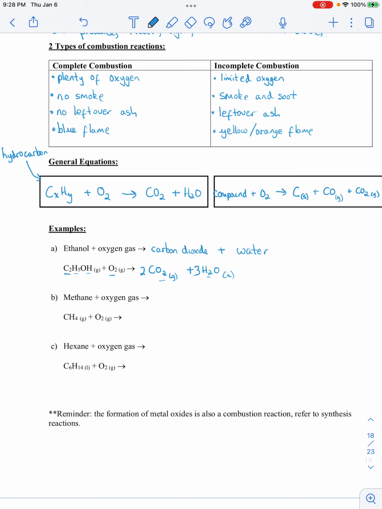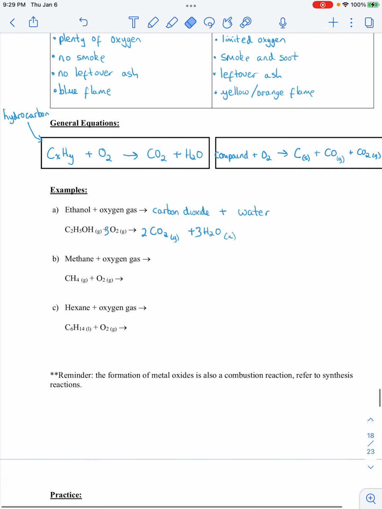This is going to be a tricky one to balance here. 1, 2, 3, 4, 5, 6, 7. So I've got 1, 2, 3 on this side. If I put a 3 here, that's going to give me 3 times 2 is 6, plus my 1 in the ethanol is going to give me 7. And that's going to balance. Often the trickiest part with these is your balancing, because the products are always going to be the same.